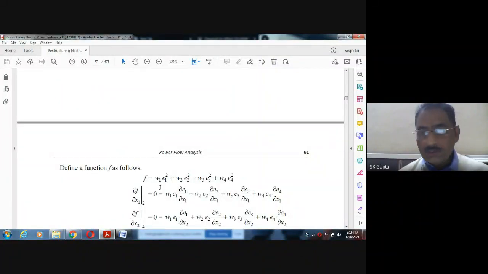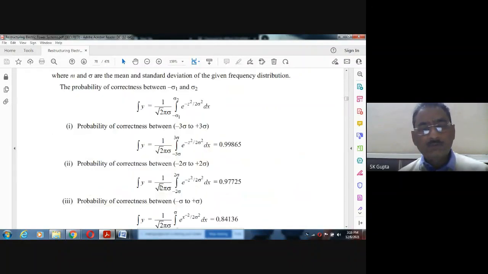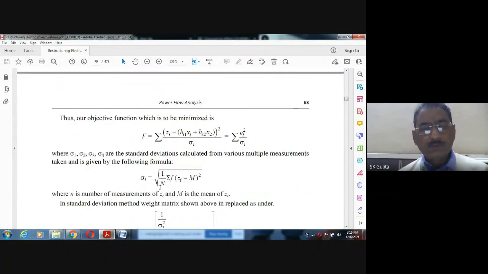Why is it important? Because we are going to take decisions on the basis of the measurements received at the control center. So what do we do now? Suppose Z1, where i can be 1, 2, 3, and Z2 is the second measurement. Now it is being taken a number of times, say 10 times. Each time we will see, and M is the mean.